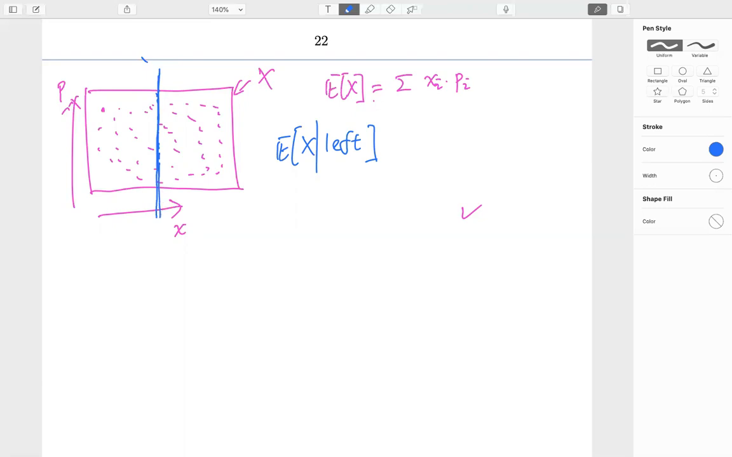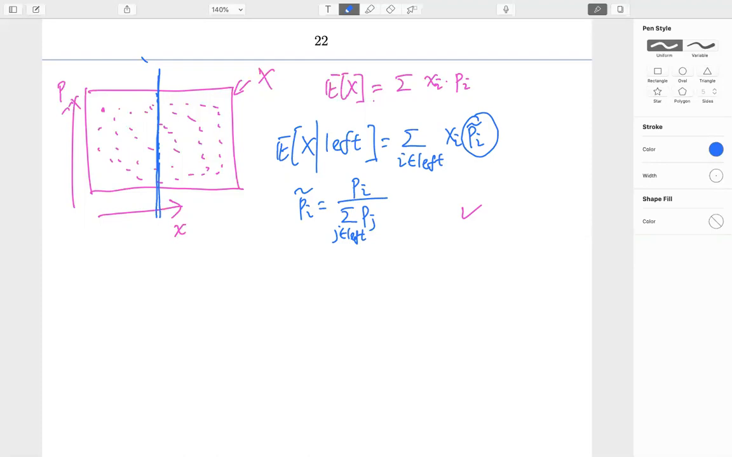Okay, so I do something similar, right? Except now I has to be the left part, but this P is different. Let me put a special P because this is not the original P. This should be the original one divided by everything on the left-hand side, because now I only focus on the left-hand side, so the probability will definitely change.